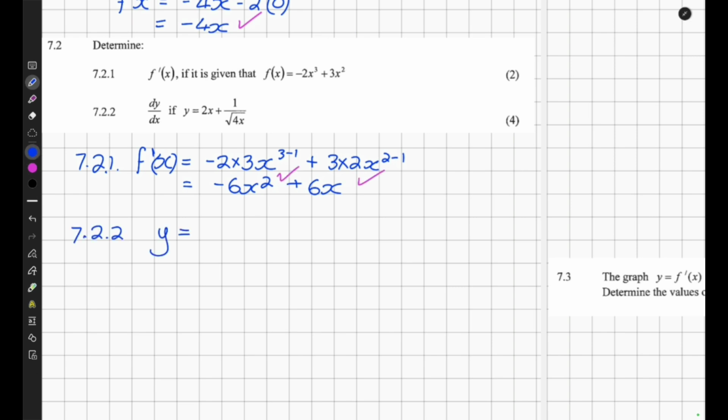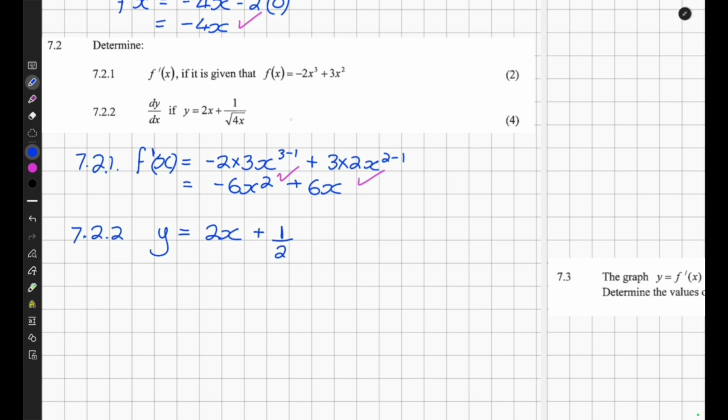Question 7.2.2. Determine dy over dx if y is equal to 2x plus 1 over the root of 4x. First thing, I am going to rewrite this. So I'm not going to change the notation. I'm going to keep it y equals because I'm still simplifying. So I know the square root of 4 is just 2. So I'm going to rewrite that as 1 over 2. And now I'm left with a root x.